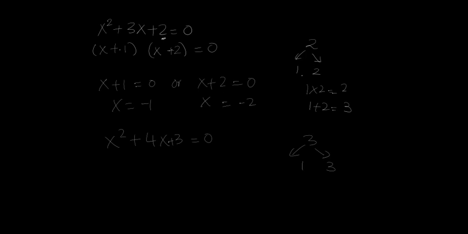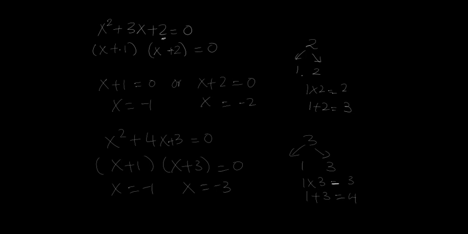So here we can see that we've already got the factors because 1 times 3 gives me the last digit, which is 3, and 1 plus 3 is 4. So the factors will be x plus 1 and x plus 3, and then you try to solve the equation once again. So x plus 1 is equal to 0, x will be minus 1, and x plus 3 equal to 0, x will be minus 3.